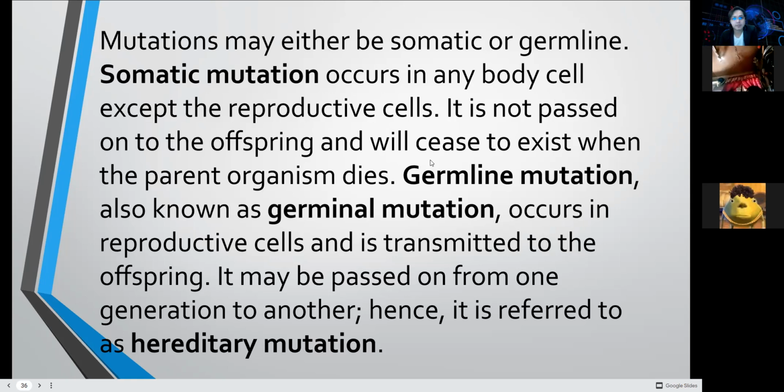Birthmarks. Those are somatic mutations. Okay. Germline mutation. Let's take a look at germline mutation. It is also known as germinal mutation. It occurs in the reproductive cells and is transmitted to the offspring. It may be passed on from one generation to another. Hence, it is referred to as a hereditary mutation.